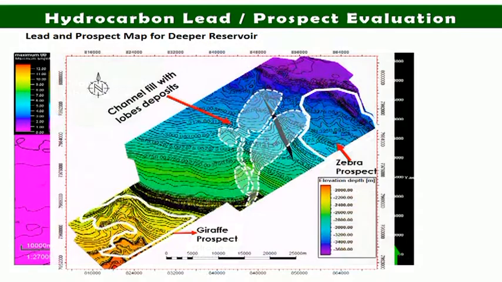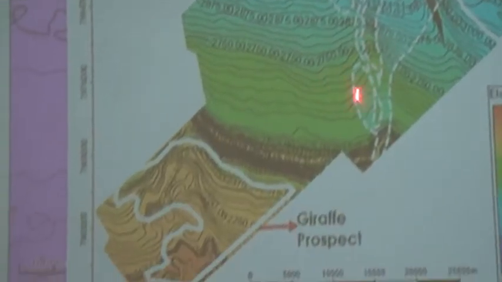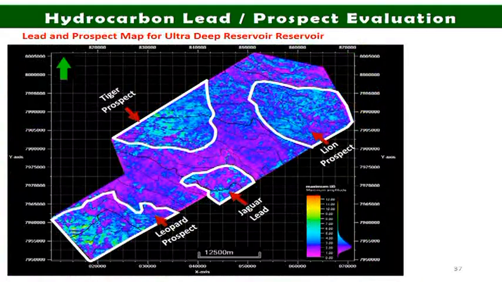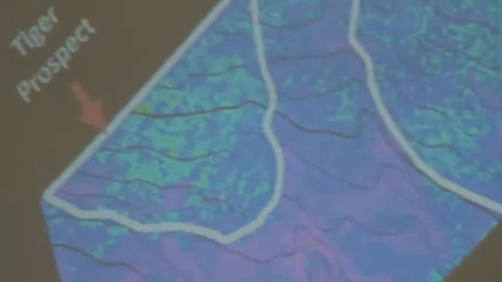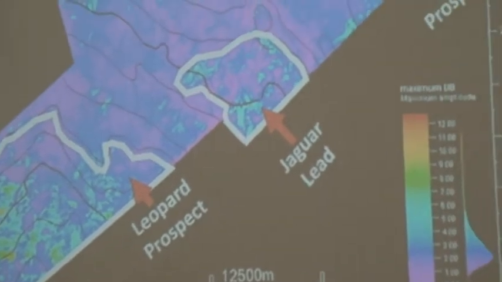And looking at it on a depth map, we could see the structural configuration of our zebra and giraffe prospect, also the channel field with lobe deposits. For the ultra deep reservoir, we identified three prospective zones as the lion, tiger, and leopard prospect. We also identified a lead which we named the Java lead.